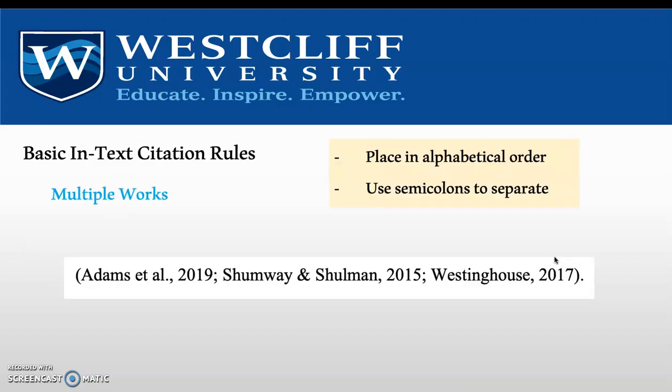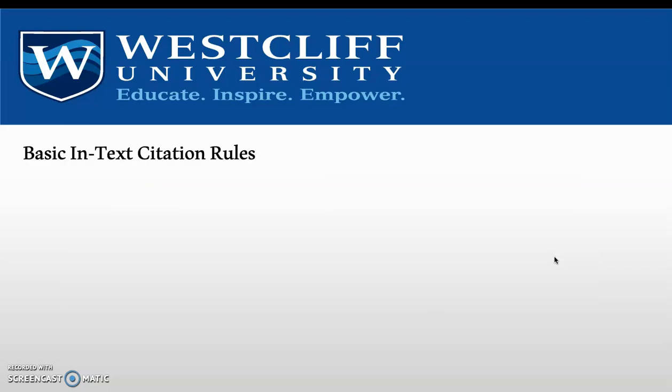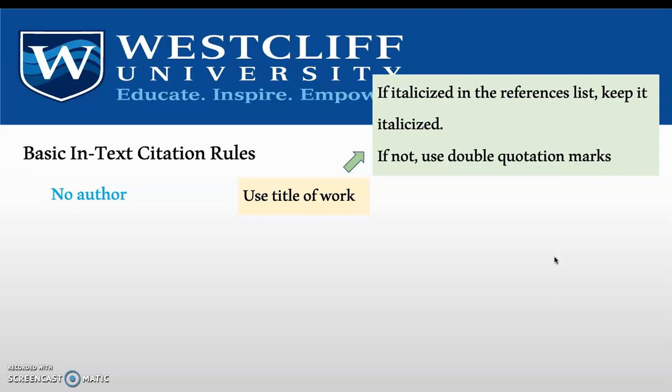If there are multiple works that you are using to support paraphrased information, put them in alphabetical order and separate them with a semicolon. If there is no author, you use the title of the work instead. And a hint with this is if it's italicized in the reference list, keep it italicized. If it's not, use double quotation marks. So here's an example of a book without an author. Language learning, I italicize it.